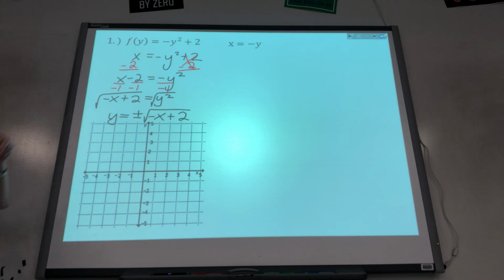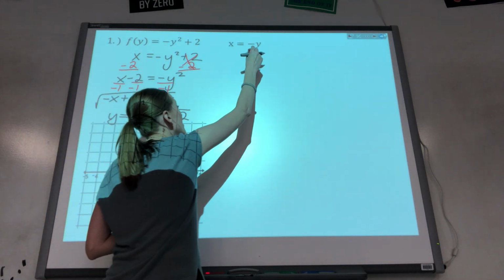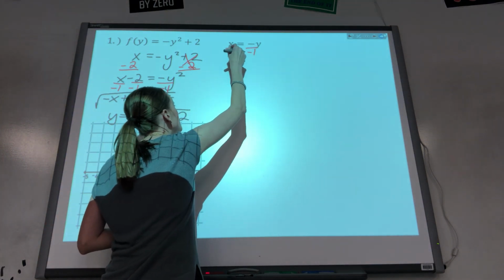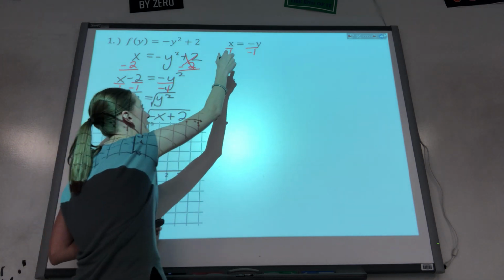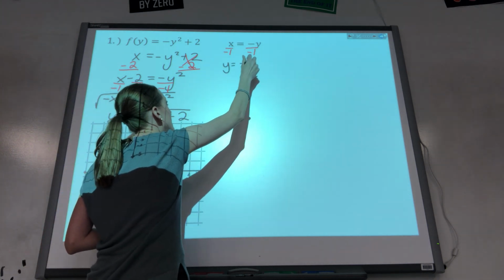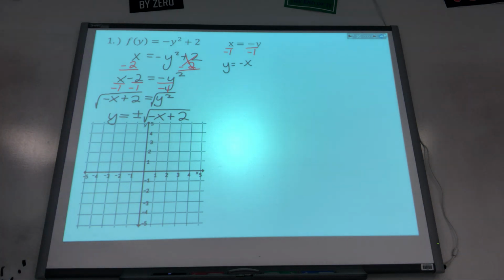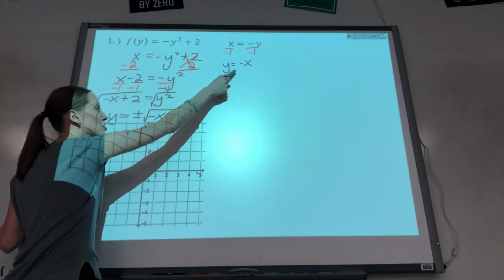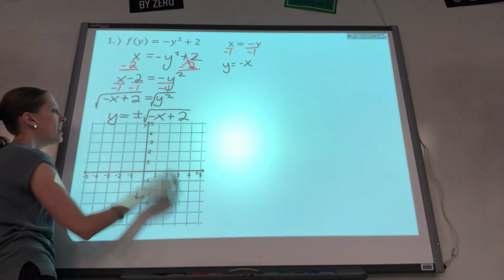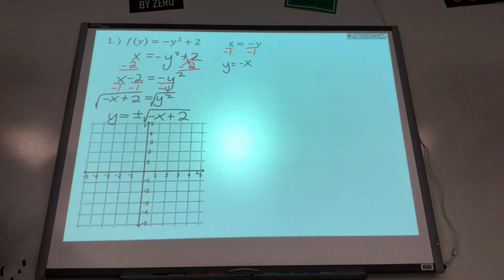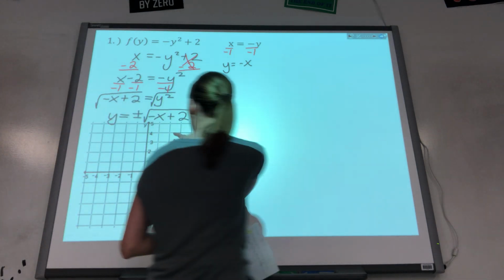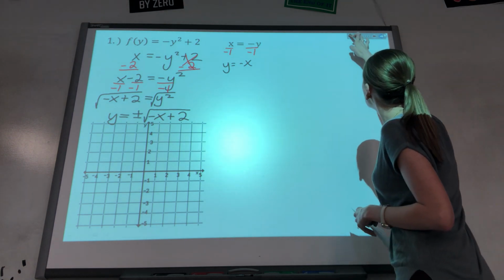And so now it says y equals plus or minus the square root of negative x plus 2. I'll get that graphed here in just a second. Moving over to this side, to solve that for y, I just have to divide by negative 1, and it turns into y equals negative x. That should be pretty easy to graph. This is not going to be as easy, so I'll probably go to my graphing calculator to figure out what that looks like.